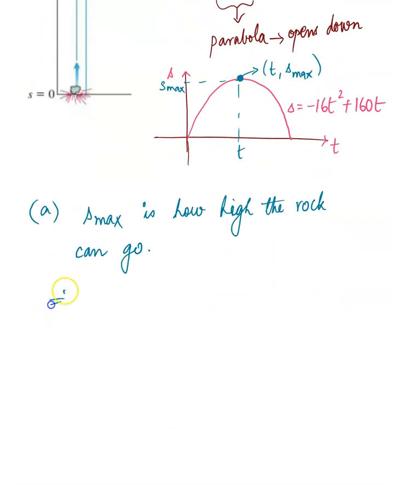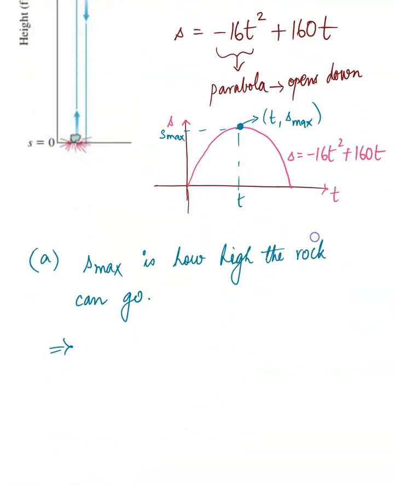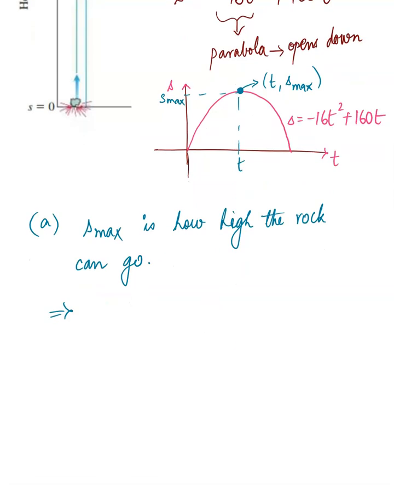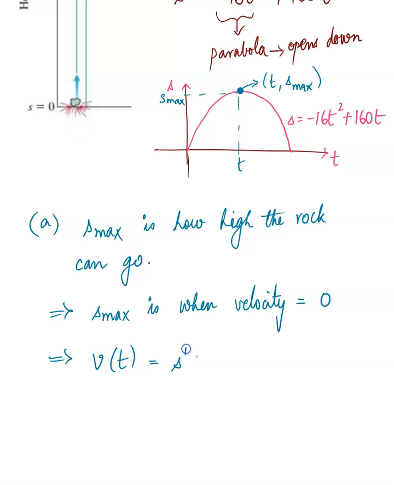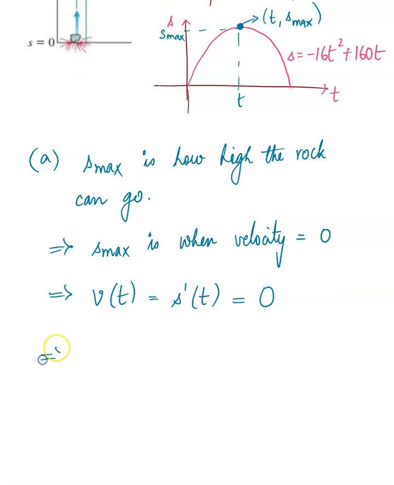So at S max, if you look at this diagram here, the velocity was 0 because that's the maximum height after which it falls, and so it has to pause to turn directions. So this implies S max is when velocity is 0. And we know velocity, which is v of t, a function of time, is nothing but the first derivative of s. So the first derivative of s must be 0. That's what we're saying. S max happens when the velocity is 0. So then you go ahead and find v of t, which is the first derivative.